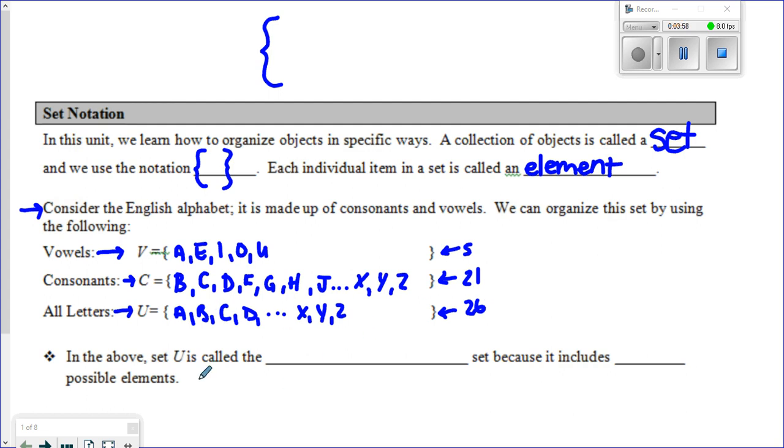That's awesome. So set U, the reason we're using the letter U there, is called the universal set, because it includes all possible elements. For the English alphabet, this is all of the letters that we have. So all possible elements within it.